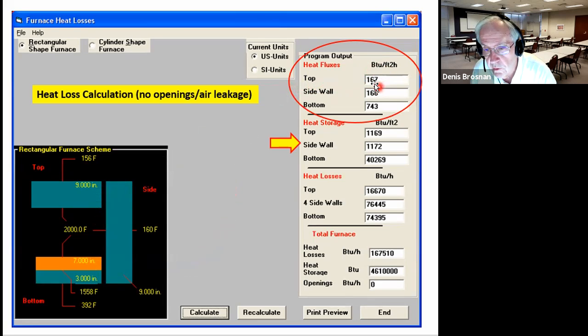That's the dimension up here that I'm using the program in. You can put it in SI units if you want to. And this is going to give you data for the top, the sidewall, and the bottom. But the sidewall is the number that is most comparable to the one in the thermal ceramics program. And of course, it also gives you the heat storage in BTUs per square foot here.